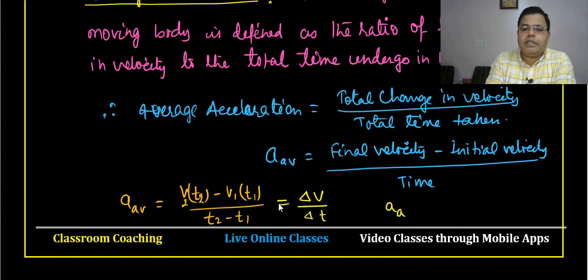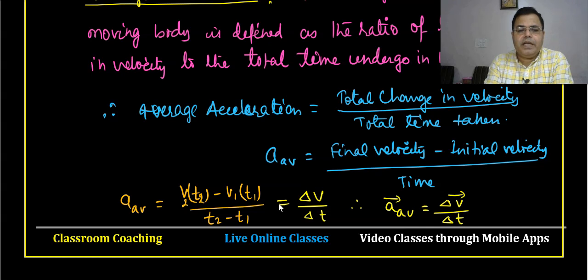So average acceleration is defined in vector notation like this: change in velocity upon change in time, in vector notation, and that is important. So this is all about average acceleration. Instantaneous acceleration was already discussed, I hope you got it. This is all for this class. We will discuss some equations of motion after the break.